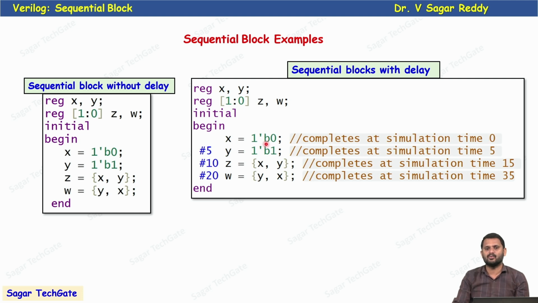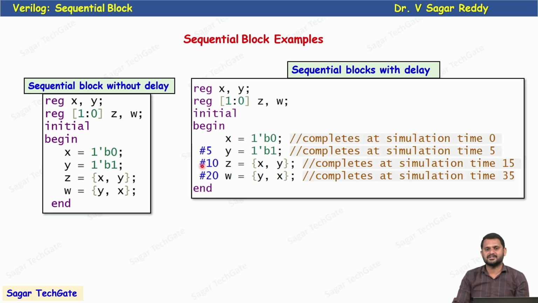So x equal to 1'b0 executes at simulation time 0. After that we need to wait 5 time units, #5. Then y equal to 1'b1. This statement completes at simulation time 5 only because we are specifying the delay 5.